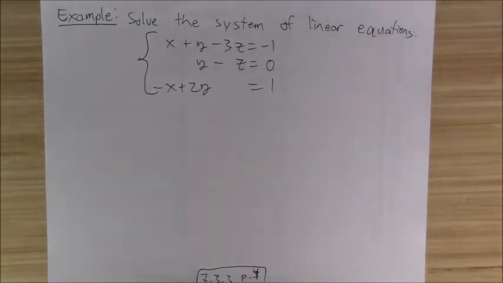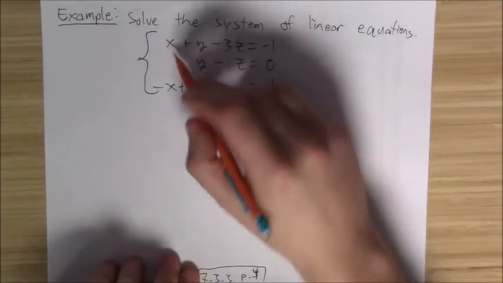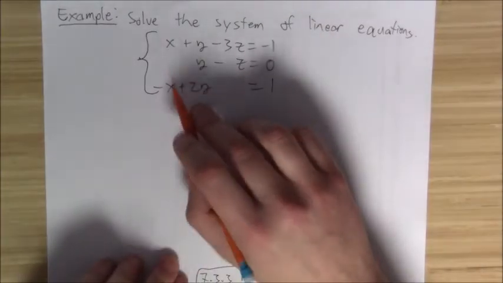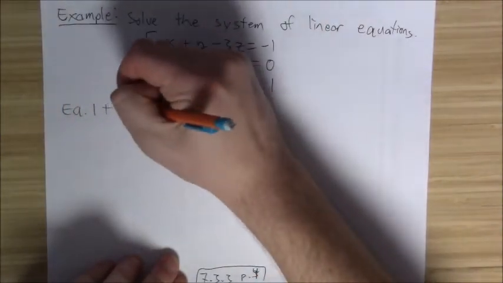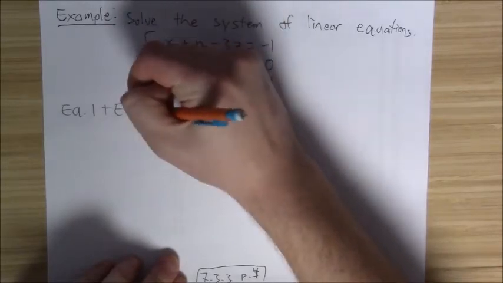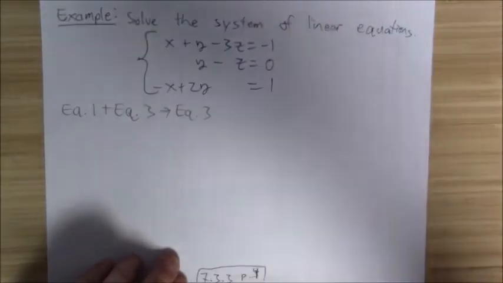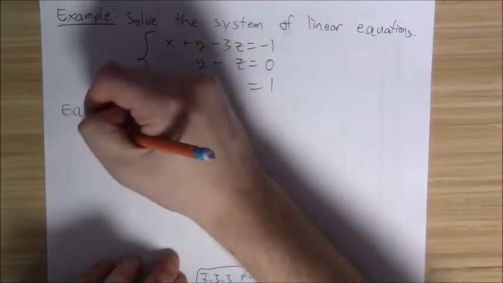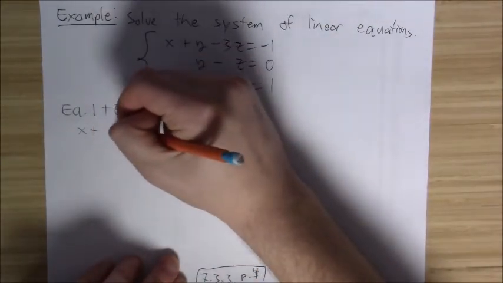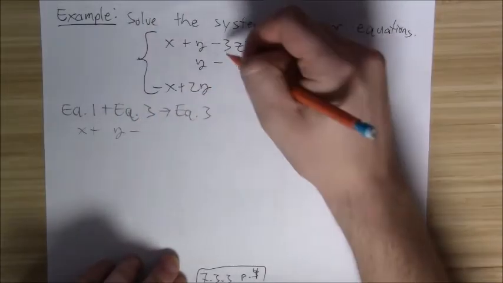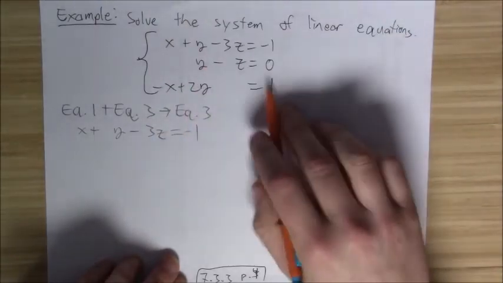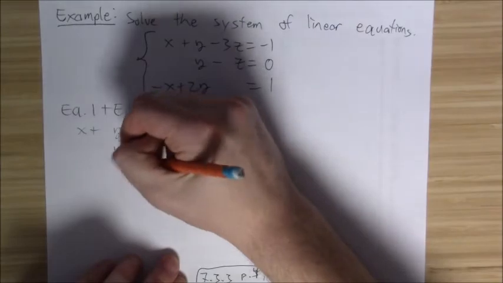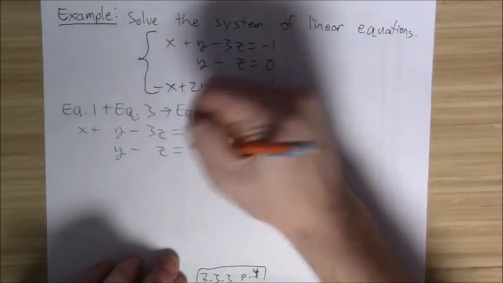We've already seen a scenario where we had no solution. Let's do an example where we're going to end up with infinitely many solutions. There's no x variable in one equation, so let's eliminate that variable by taking equation 1 and adding it to equation 3 to get a new equation 3. Doing so, we end up with x plus y minus 3z equals -1. In the next one, we have y minus z equals 0.